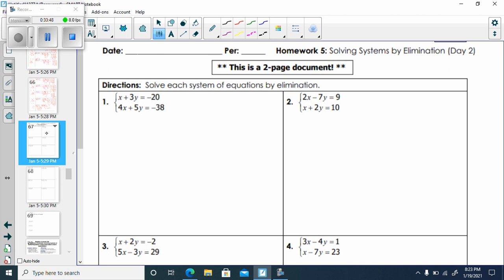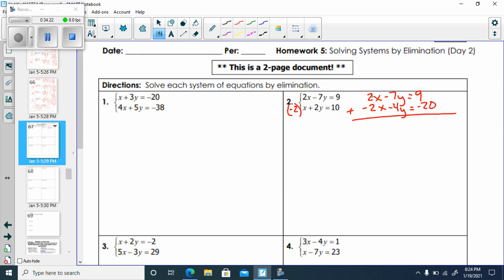All right, let's try a few of these. We may not do all of these, but we will do some of the evens on this. 2x minus 7y is 9, x plus 2y is 10. Neither of these say x is equal to or y is equal to. I've got a 2x here. Can't I multiply everything here by -2? That gives me 2x minus 7y equals 9. That gives me plus -2x minus 4y equals -20.